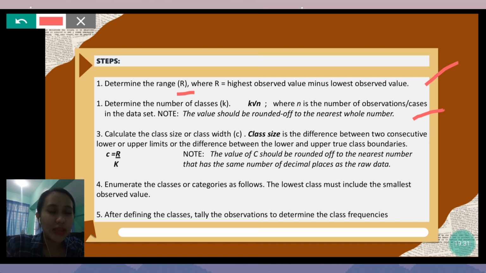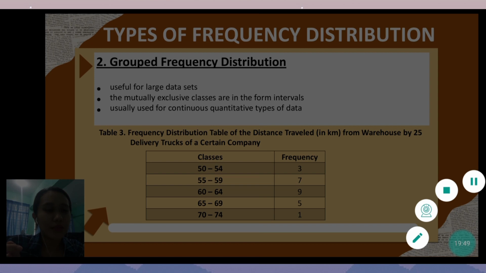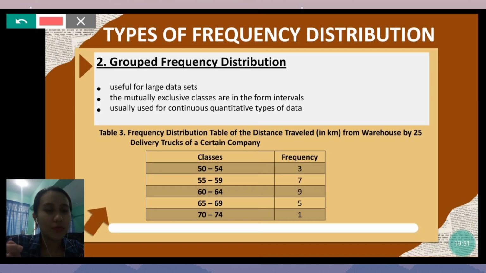Number 3, calculate the class size or class width. It is the difference between 2 consecutive lower or upper limits, or the difference between the lower and the upper true class boundaries. So if we go back, for example, in this certain class, 50 to 54, 50 here is the lower limit, 54 is the upper limit.